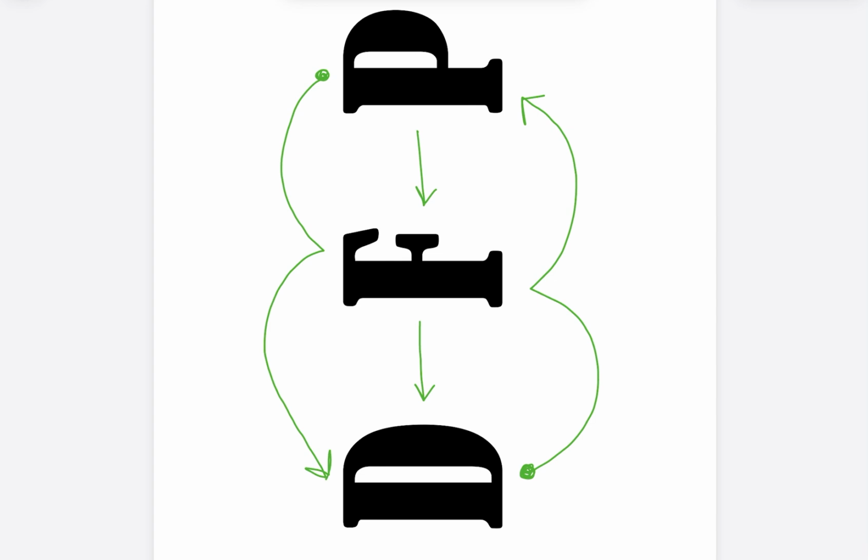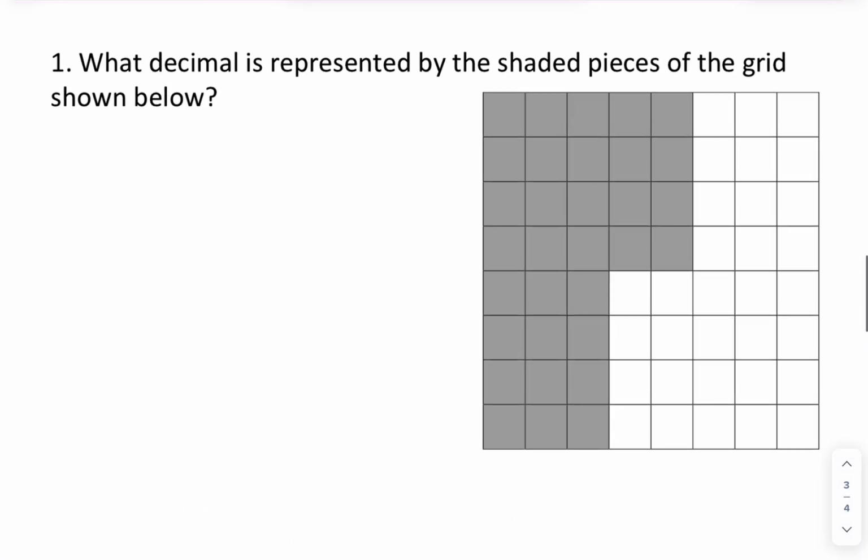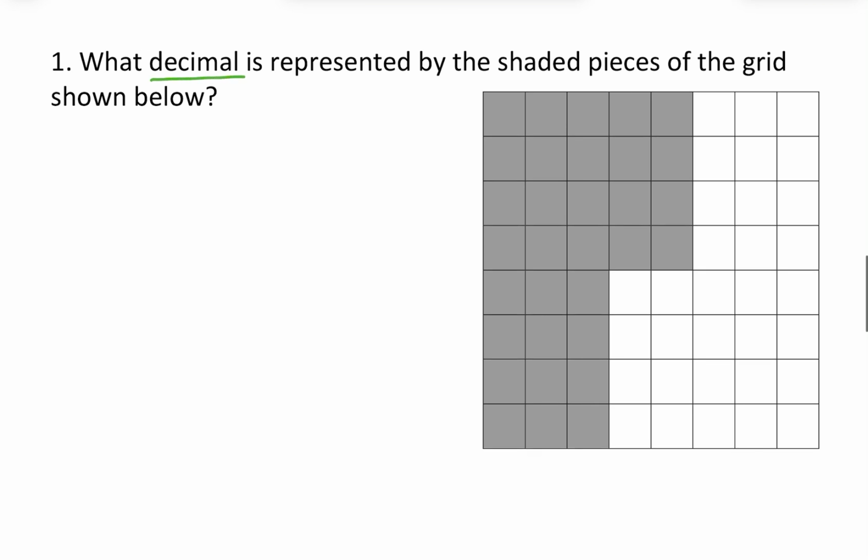Make sure it's kind of like a game board. You follow your arrows. You cannot go anywhere other than where the arrows say. So let's go on and practice this first problem here. It says, what decimal is represented by these shaded pieces in the grid shown below? Specifically, we want a decimal, and they want us to look at the shaded pieces. Shaded is the colored in spaces.